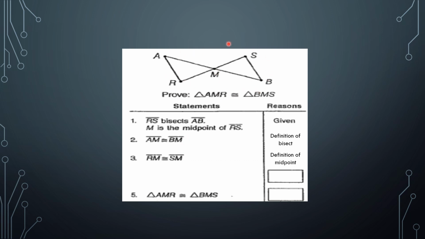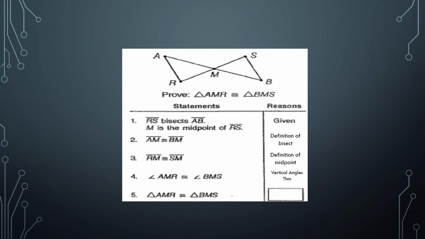Well, if you ever see this problem, folks, this is what I call the bow tie problem. The bow tie problem will 95% of the time make use of the vertical angles here. Because it's a bow tie and it's a crossing intersection here, we have vertical angles at AMR and SMB. So let's go ahead and mark that down. AMR and BMS are going to be congruent because of the vertical angles theorem. We showed that vertical angles are always going to be congruent.